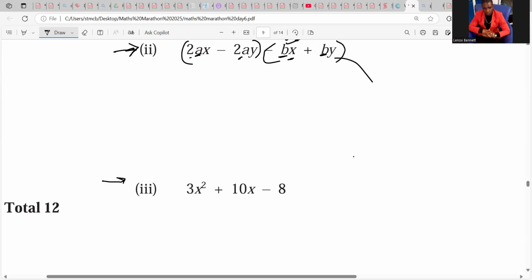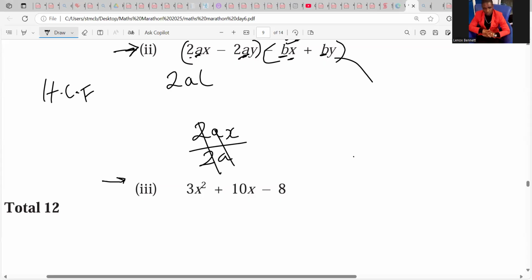So we take out the highest common factor, the HCF. The highest number that can go into 2 and 2 will be 2. And of course, a is common to both, so we take those out, and then we divide. Like show steps, so 2ax divided by 2a. That cancels that, that cancels that, so that leaves x. You have minus 2ay divided by positive 2.